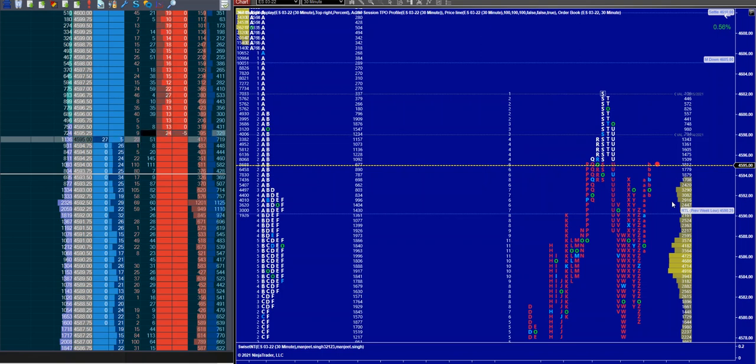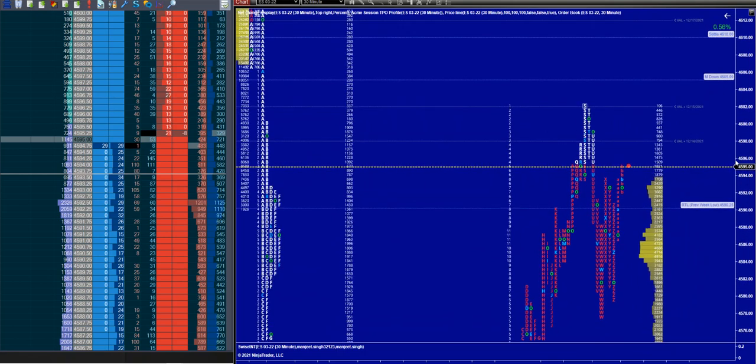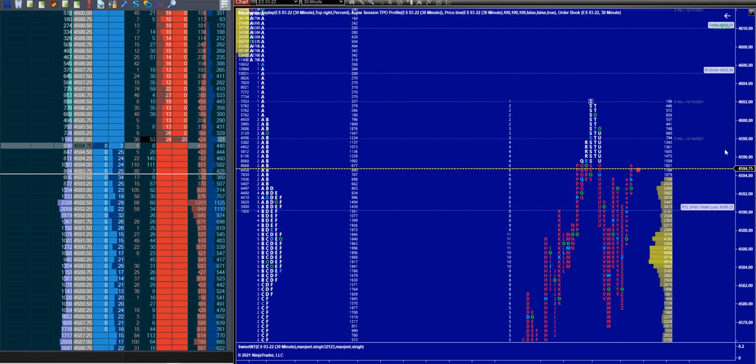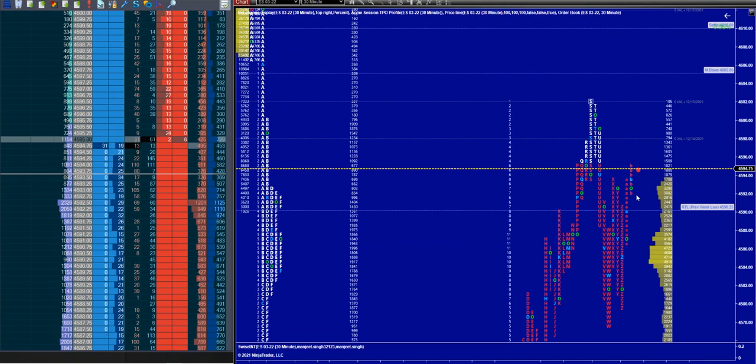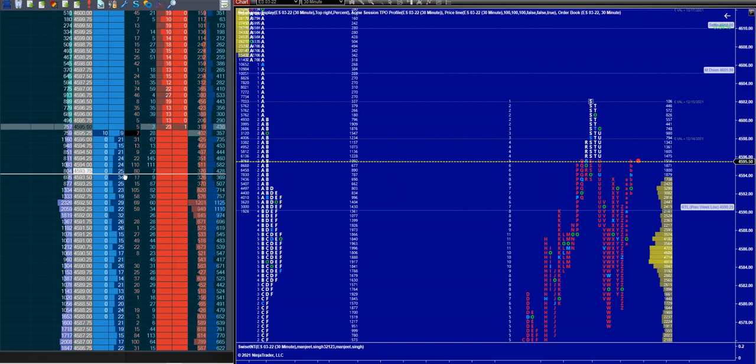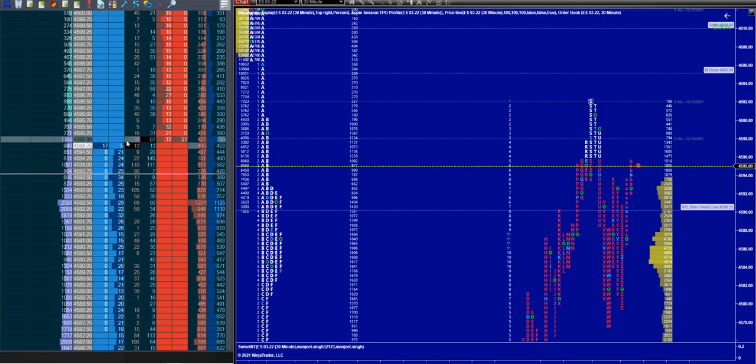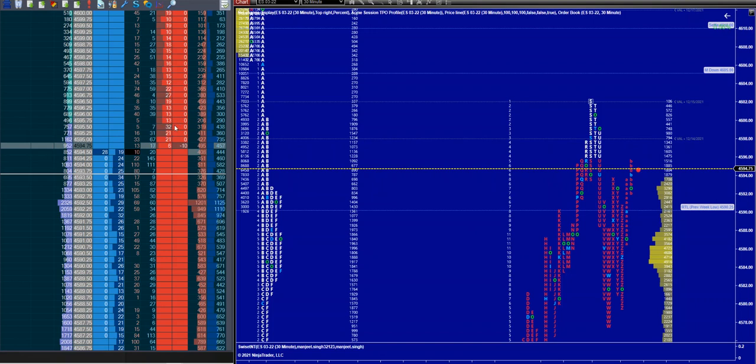Now here, what we are trying to see, this is the overnight action right now, and there is a trend forming. Then we have the DOM on this side. This is the center line of the DOM. This shows that buyers are inside the seller zone, and these are the sellers.